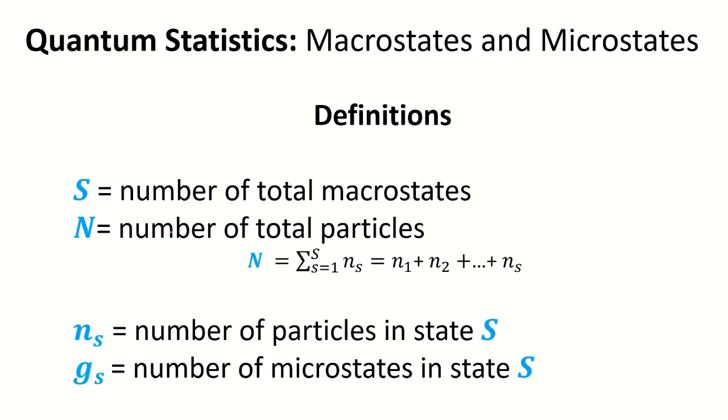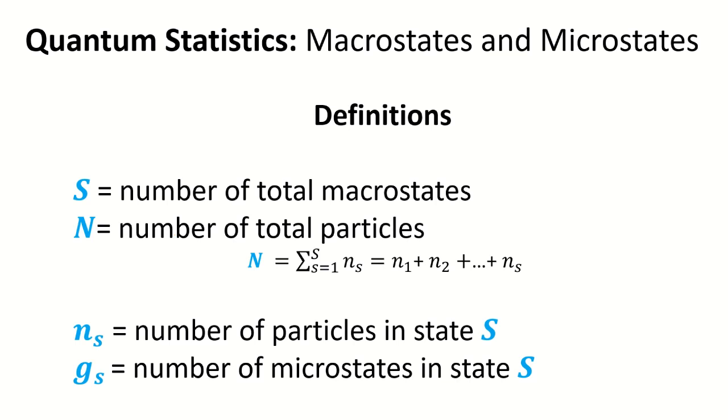Welcome to Quantum Statistics, Introduction to Macrostates and Microstates. So let's start with some definitions. Capital S is the number of total macrostates and capital N is the total number of particles, where it is equivalent to n sub 1 plus n sub 2 plus n sub s, where n sub s is the number of particles in macrostate S, and g sub s is the total number of microstates in macrostate S.